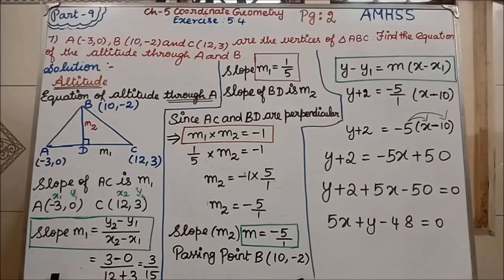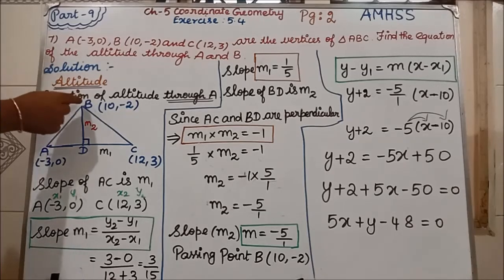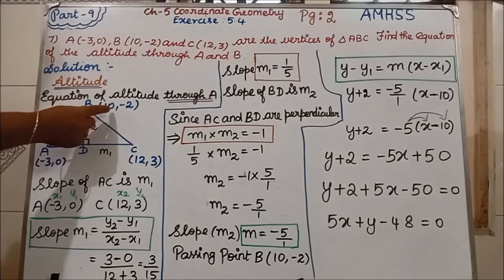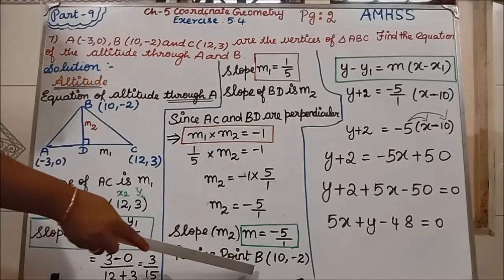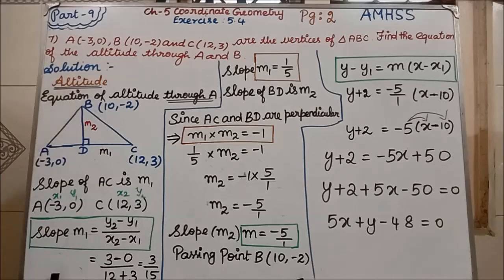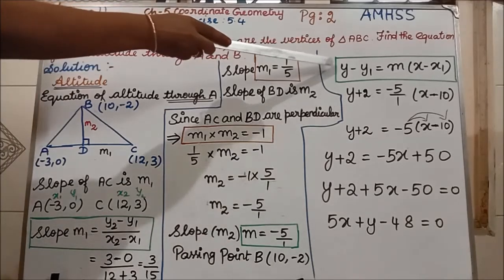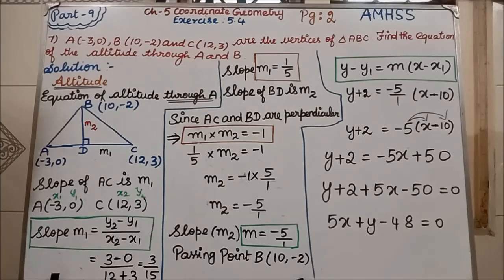Clear students? Next, this altitude is passing through one point. What is that point? B (10, -2). Clear students? See, one slope, one point. What is the one slope, one point formula? y minus y1 is equal to m into (x minus x1).